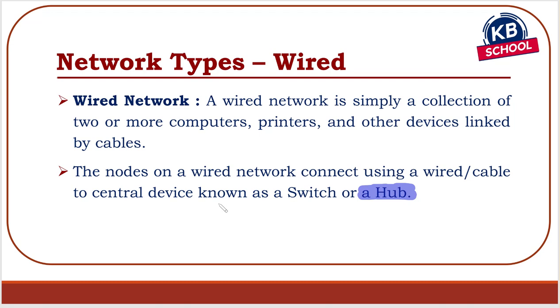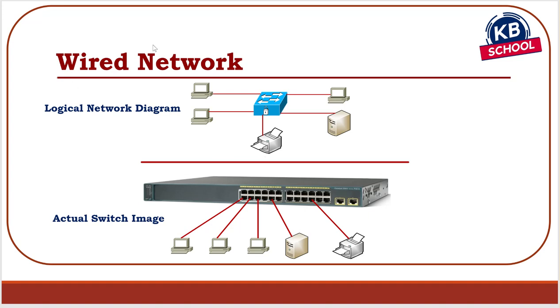Now, what does it look like? Let me give you that as well. A hub, I'm not going to show, but let's take an example of a switch over here. So I've shown you two images. This is what a normal switch would look like. This is the actual image of what a switch will look like. It would have different ports. It would connect your PCs, your laptops, your servers, your printers to this central device known as a switch. And because they're all connected to each other, you would allow the different devices to talk to each other.